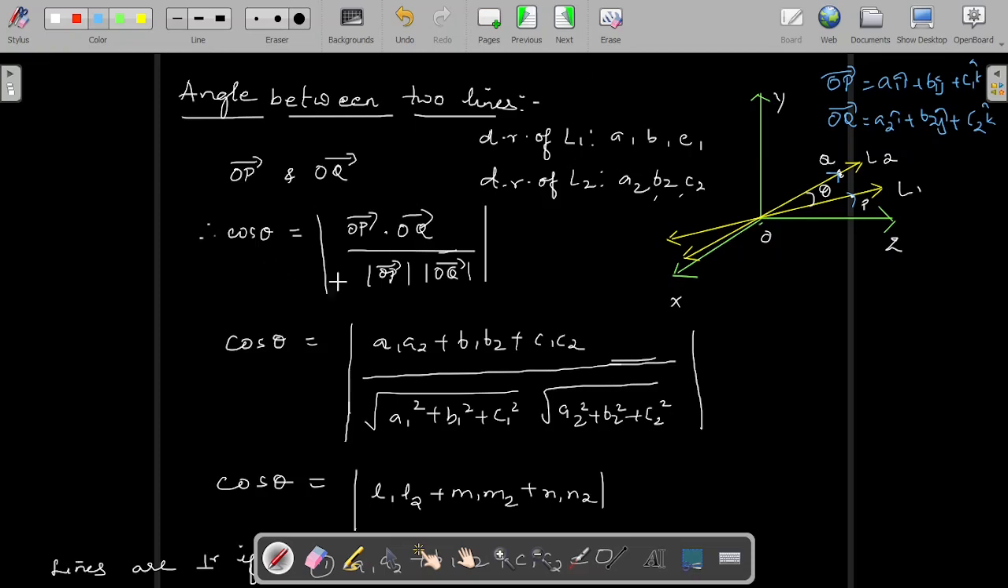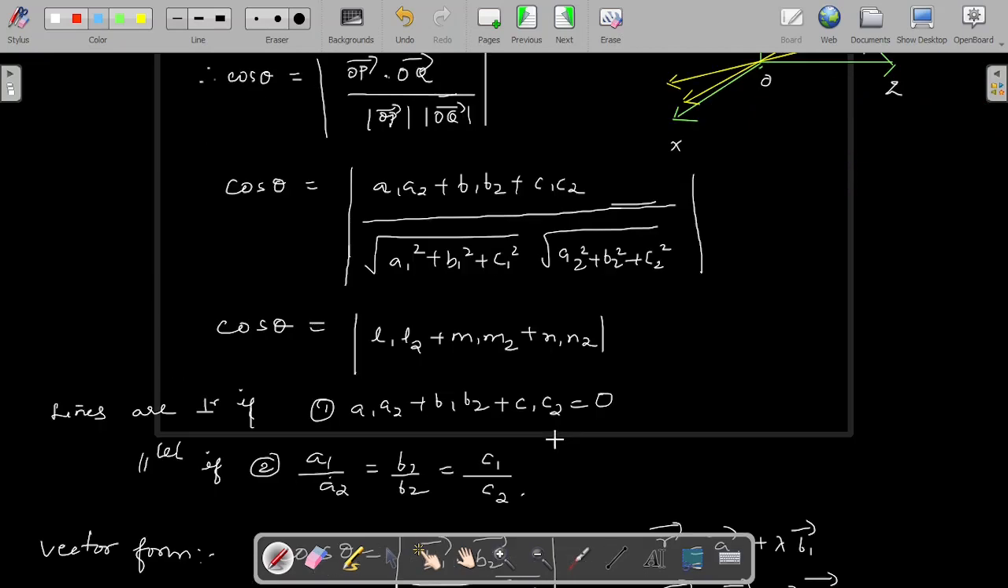So cos theta is the modulus of OP vector dot OQ vector by the magnitude of OP vector into the magnitude of OQ vector. This is the dot product of two vectors, which is a1 a2 plus b1 b2 plus c1 c2, divided by the magnitude of OP vector, square root of a1 square plus b1 square plus c1 square, times square root of a2 square plus b2 square plus c2 square. Now, this is the formula.